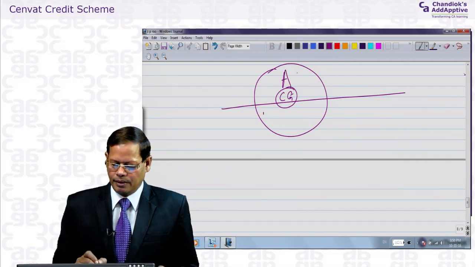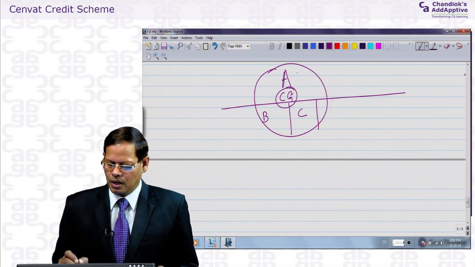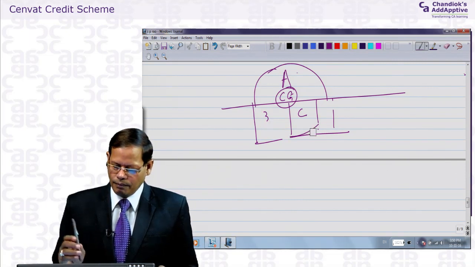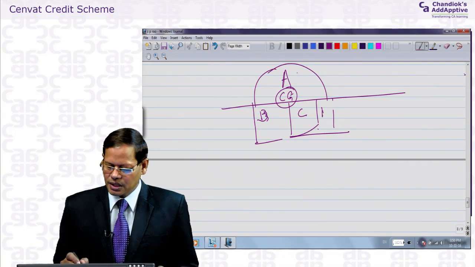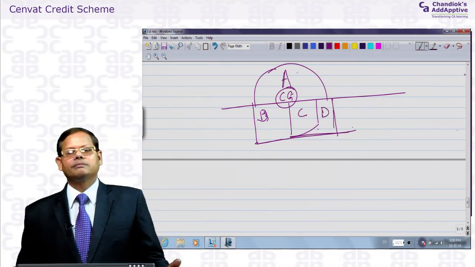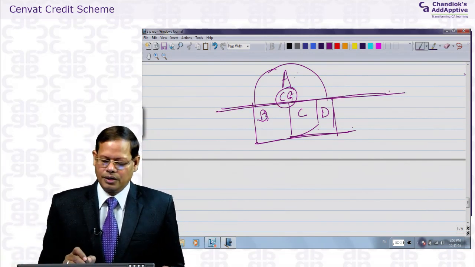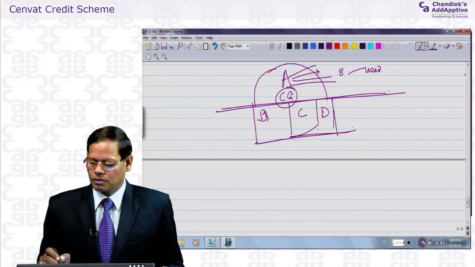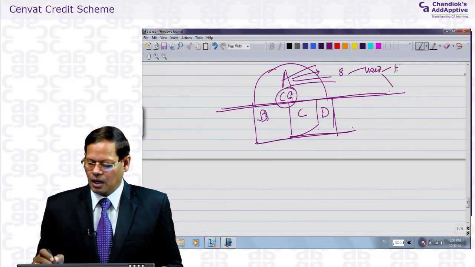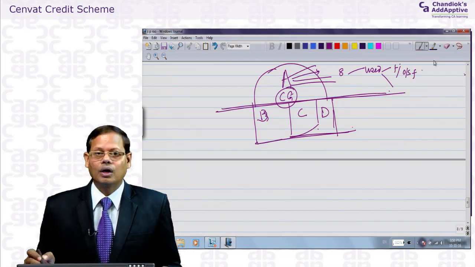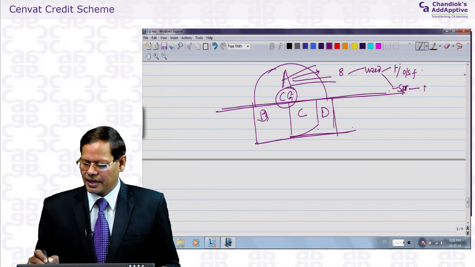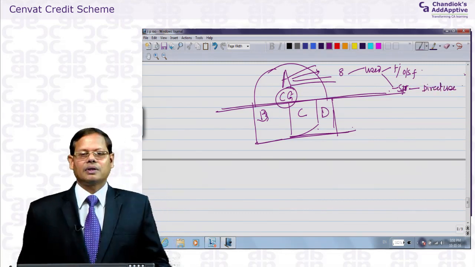Part A, B, C, and D. A, B, C, D. Simple. In A, B, C, D, you find 8 categories. If they are used by a manufacturer in a factory or outside the factory, 1 and 1A, and service provider. For a service provider, simply for providing output service, direct use, then these are considered as capital goods.